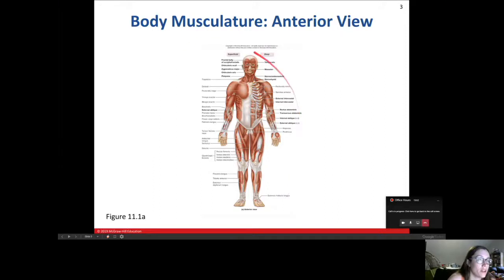This is a big list of muscles. You don't need to know all of them. Look in your lab manual to figure out which ones you need to know. These are most of the superficial and some of the deep that we're going to need to know.